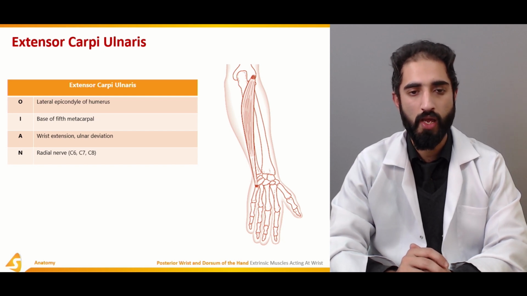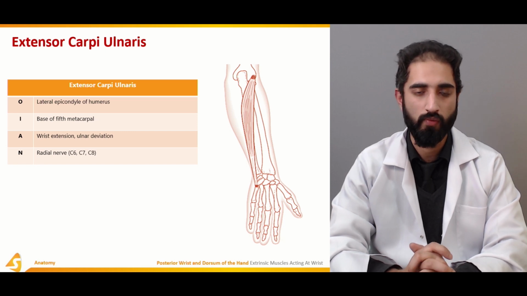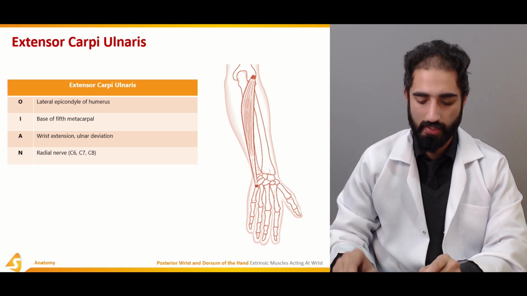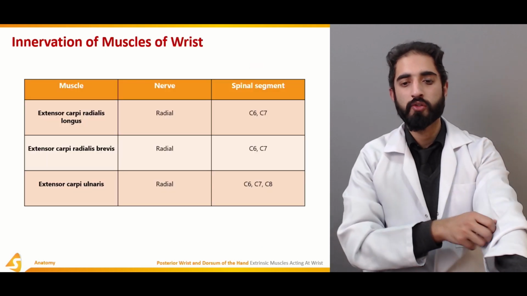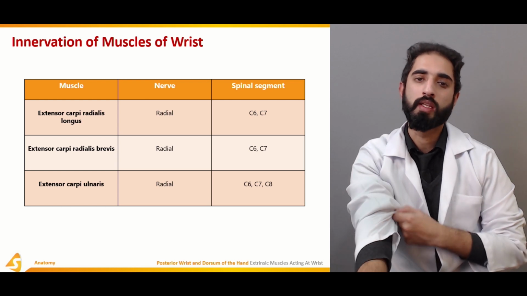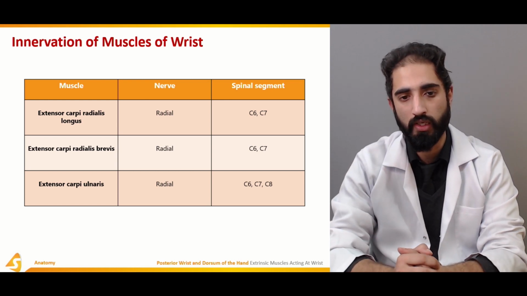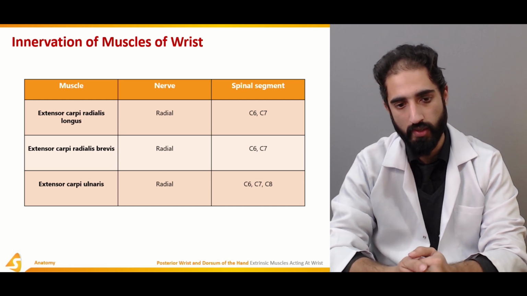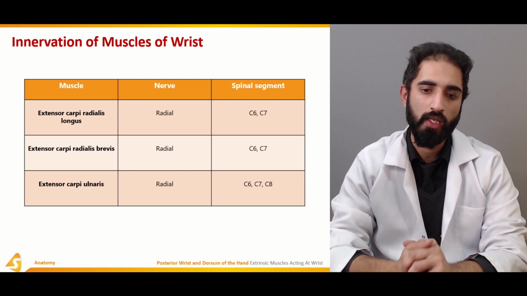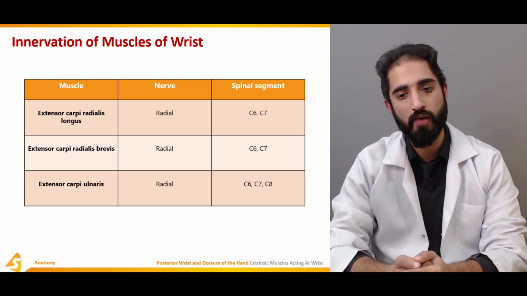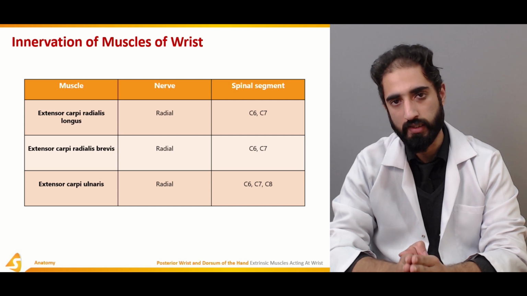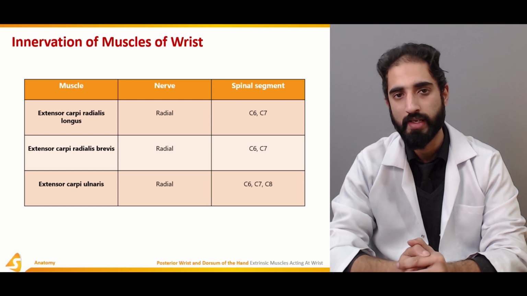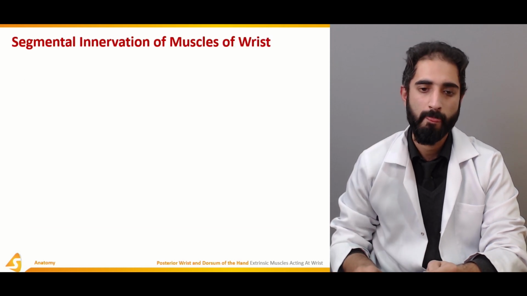Talking about the nerve supply of the extensor carpi ulnaris, it is via the radial nerve, and the nerve roots include C6, C7 and C8. So here we can take a look at the summary of the innervation of the muscles of the wrist, which are the extensor carpi radialis longus, extensor carpi radialis brevis and extensor carpi ulnaris. The nerve supply is via the radial nerve, and the spinal segment is C6 and C7 for all three muscles. However, the extensor carpi ulnaris is also innervated by the C8 nerve root segment.